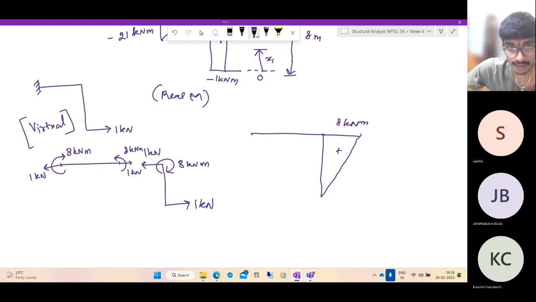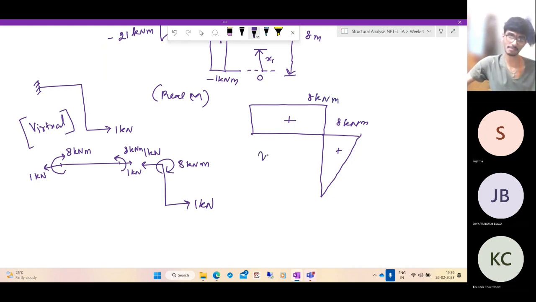And what do we have here? Same thing continues. And there are no vertical forces. There is no shear force. Shear force is 0 throughout the beam. So the bending moment diagram will be flat. 8 kilonewton meters. So this is the virtual bending moment diagram.